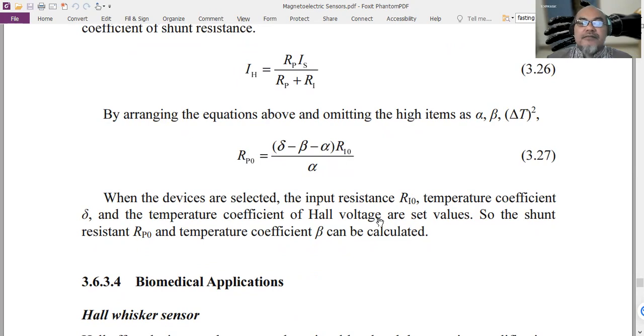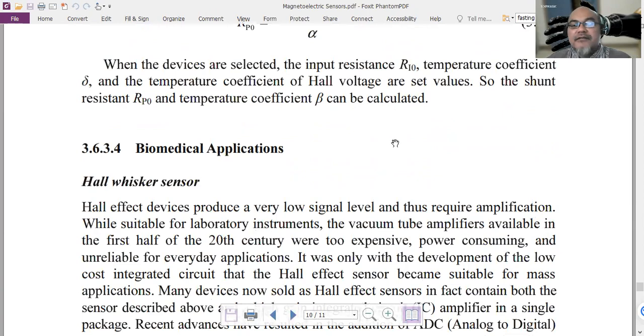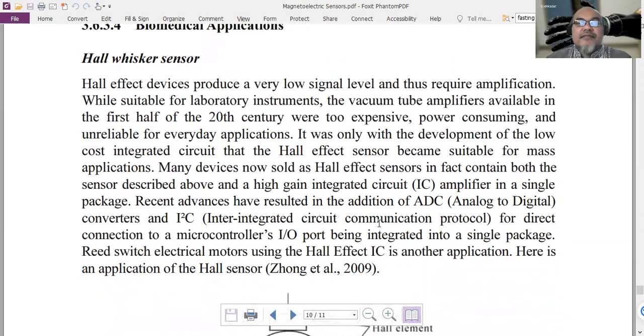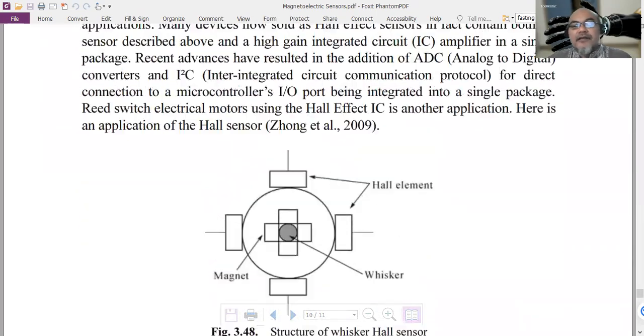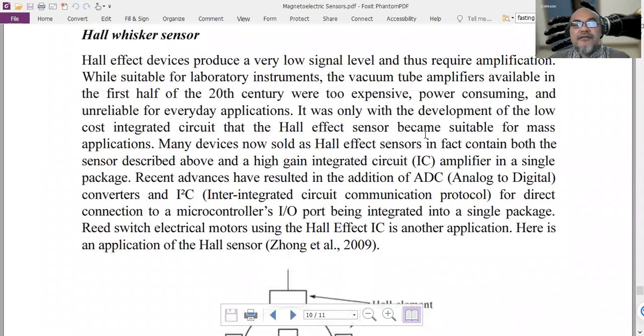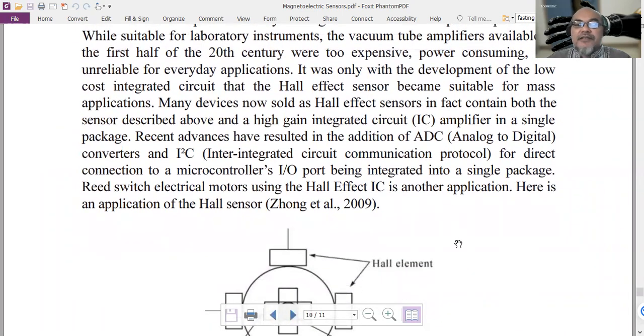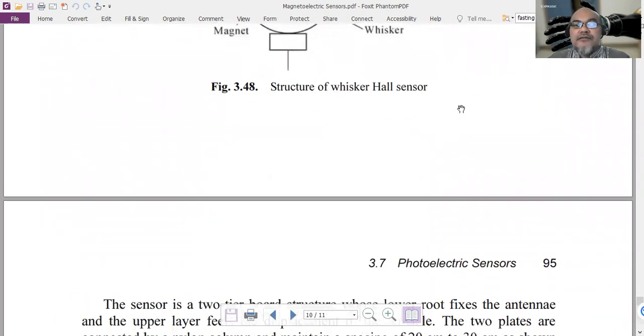How are Hall sensors applied in the biomedical field? There is what we call the whisker Hall sensor. This is the whisker Hall sensor, a very small Hall effect device. Since it produces a very low signal level, it usually requires amplification. After the amplification, it can be converted easily using an ADC for the microprocessor.